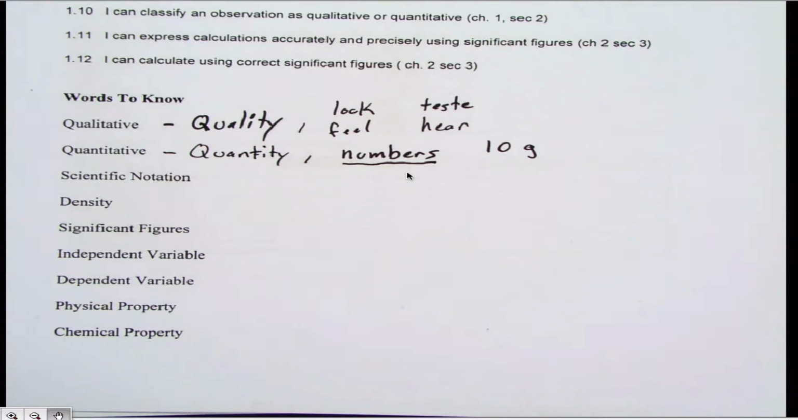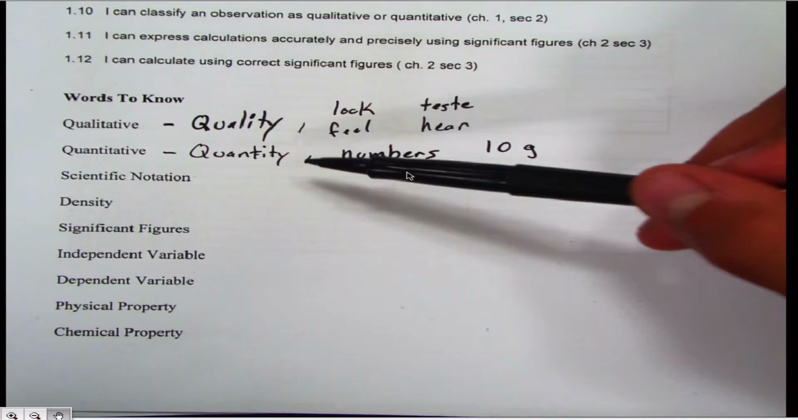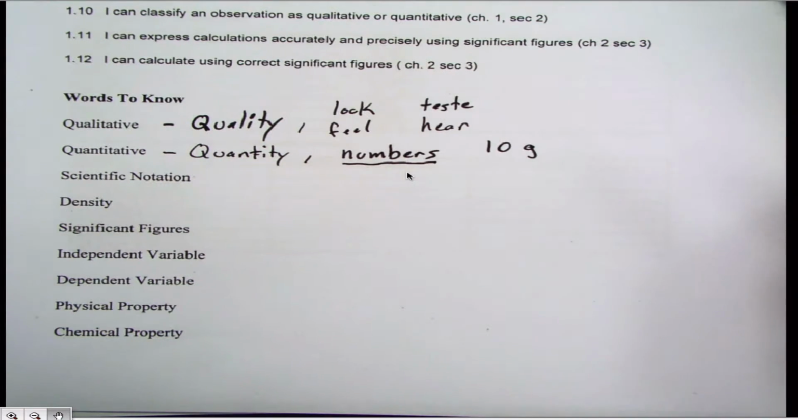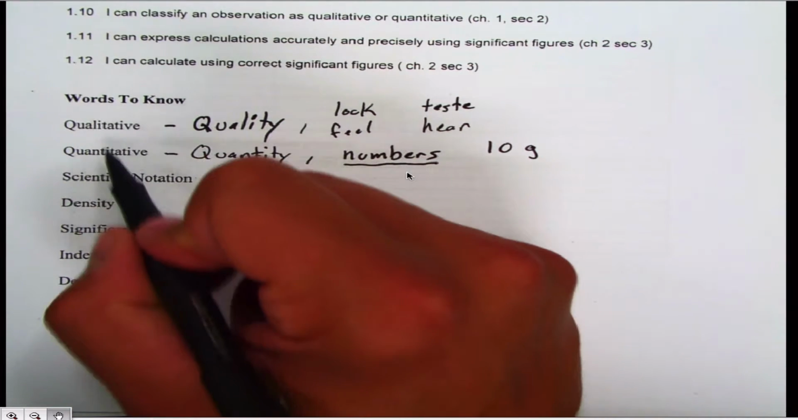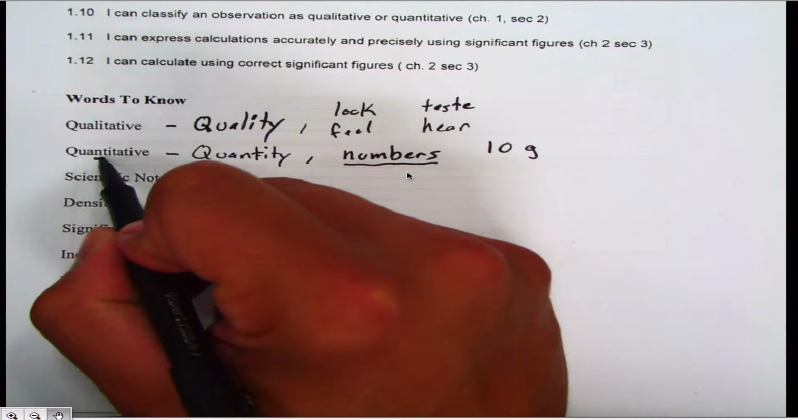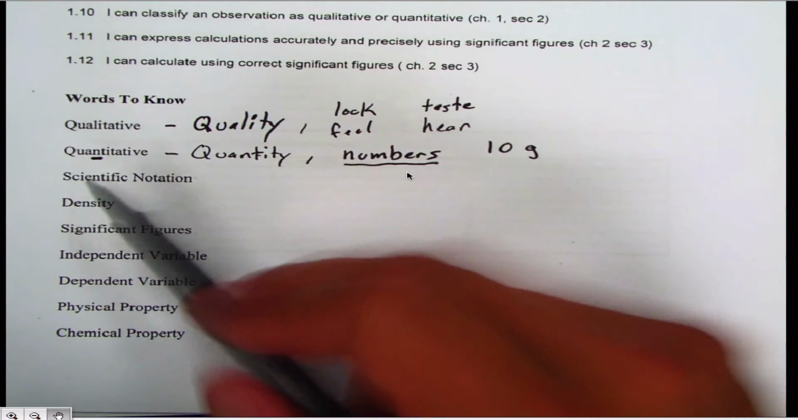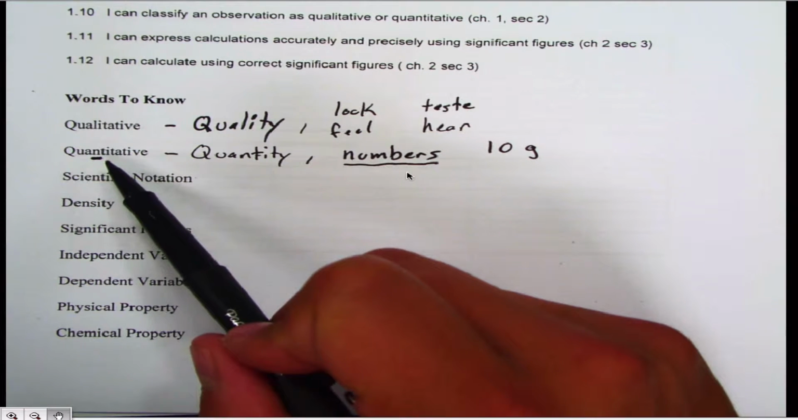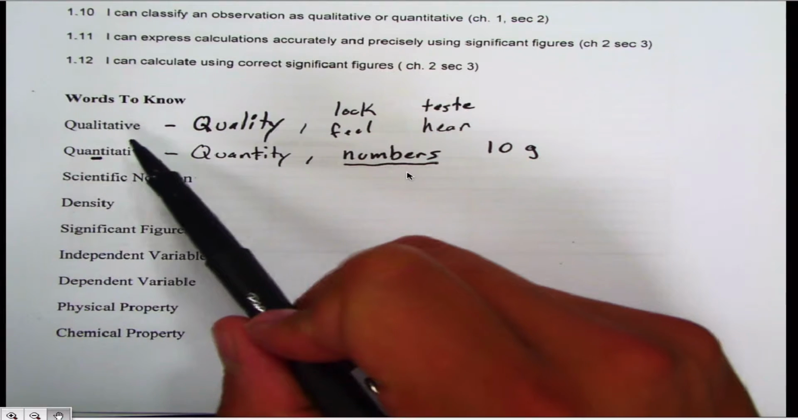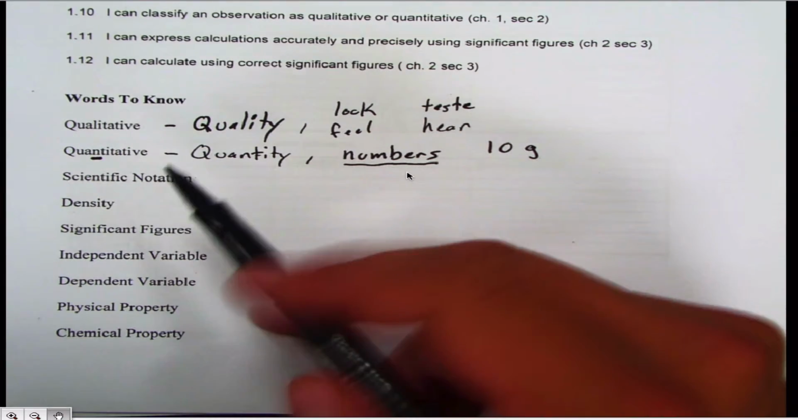So think qualitative and quantitative. You probably have to go back and look at these because a lot of people don't remember, but one way to remember the difference between qualitative and quantitative is that there's an N in quantitative, and quantitative involves numbers. Qualitative is all about look, touch, feel, all that stuff.